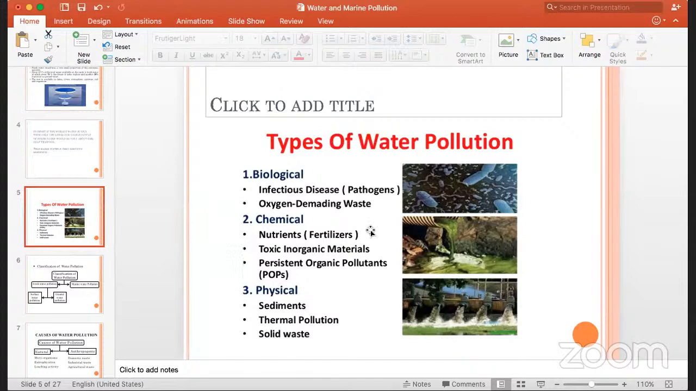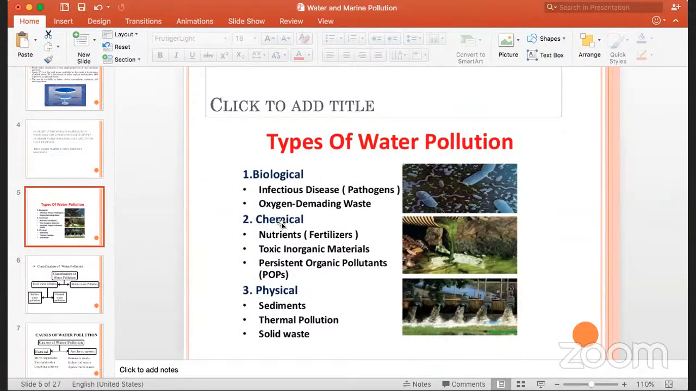So what are the types of water pollution? We can classify them into three types: biological, chemical, and physical water pollution. What are the types of biological water pollution? There is an infectious type, which means the water is contaminated by bacteria, viruses, and worms, all of which are biological entities. The second type is waste. There is also a lot of bio waste which pollutes water. It demands more and more oxygen, and thereby contaminates the water.